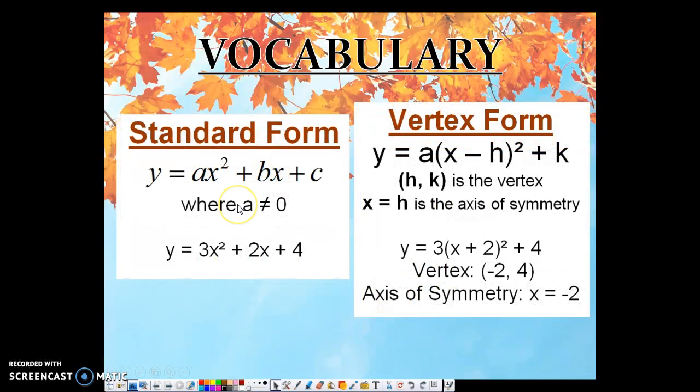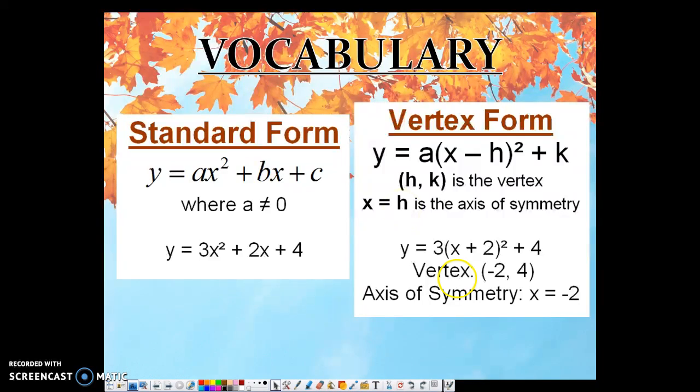Okay, so standard form, this is how you'll usually see a quadratic equation, is y equals ax squared plus bx plus c. Vertex form, we'll start seeing this more later on, and you might see a little bit of it now, is where it has a times x minus h squared plus k. H and k are the vertex, and x equals h is the axis of symmetry. So that's really cool to know, and it helps you a whole lot.